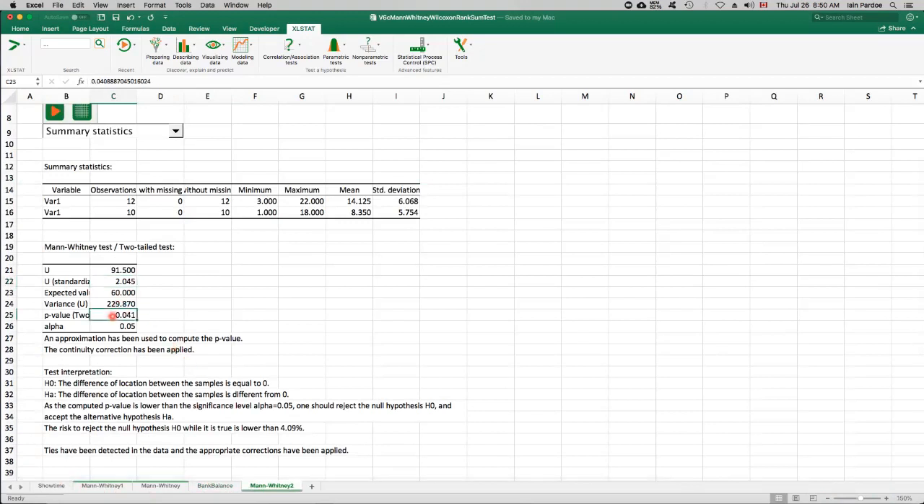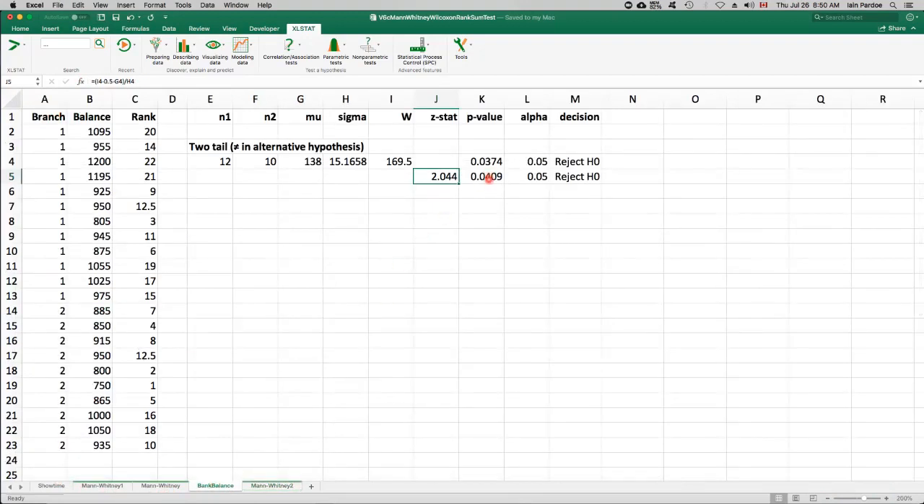And then there's the p-value. If you look up here, 0.0409 to 4 decimal places, which is what we get. And again, reject the null because the p-value is less than 0.05. So there's the Mann-Whitney-Wilcoxon Rank Sum test for comparing two samples.